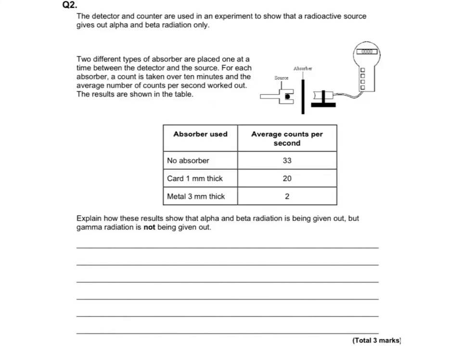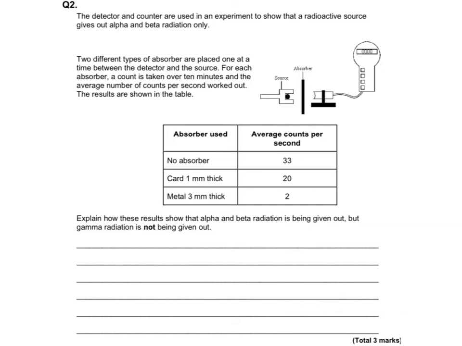Okay, so we're on to the final question for this marked task, question 2. This is a detector and counter used in an experiment to show that a radioactive source gives out alpha and beta radiation only. 2 different types of absorber are placed one at a time between the detector and the source. For each absorber, a count is taken over 10 minutes and the average number of counts per second worked out. And the results are shown in the table.